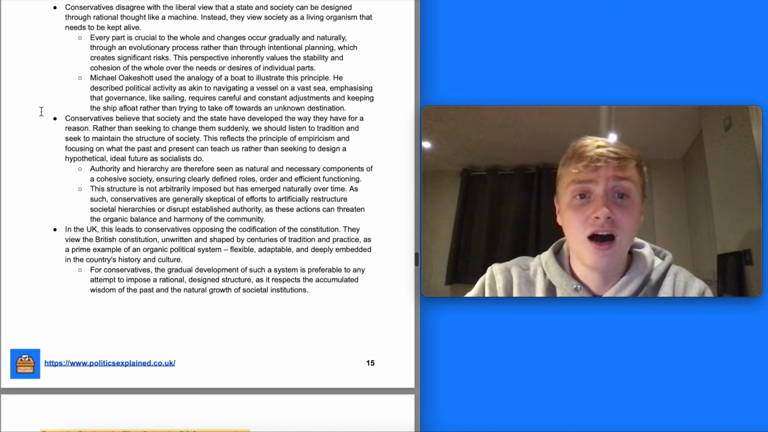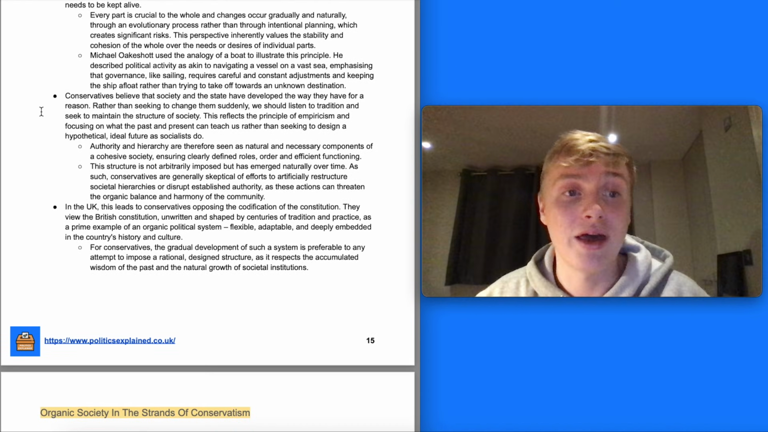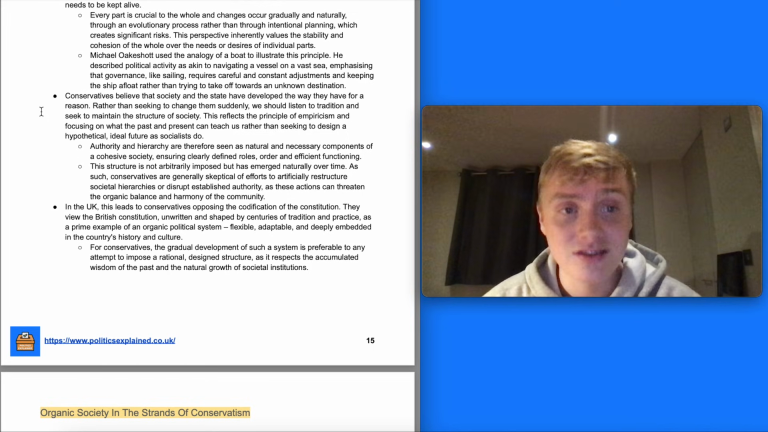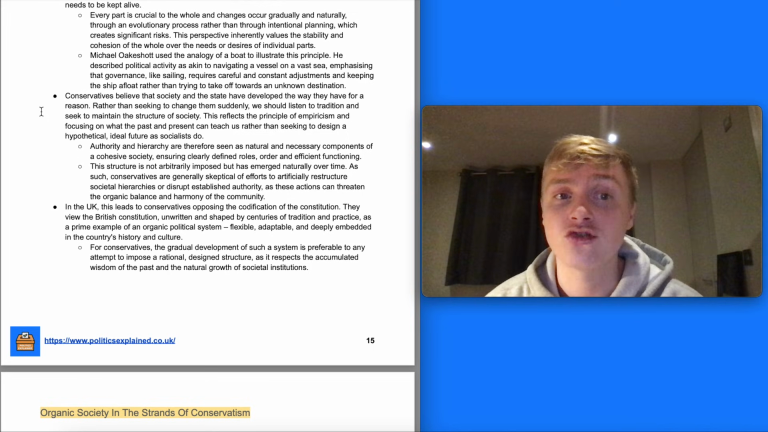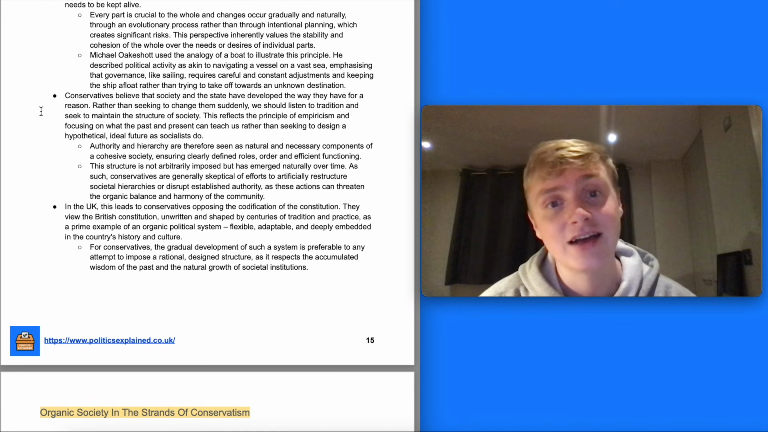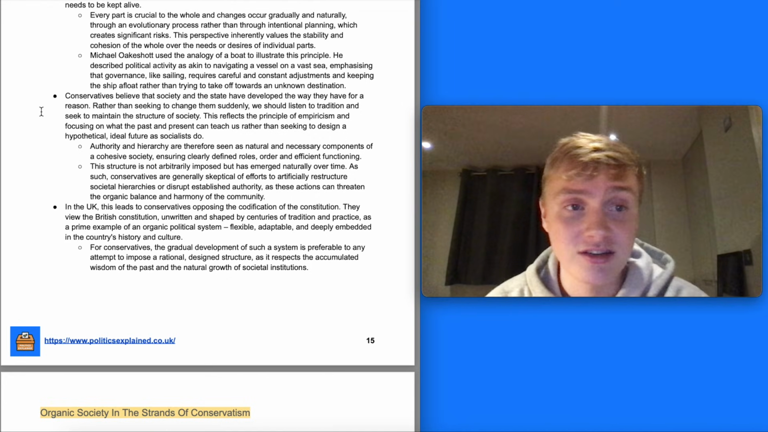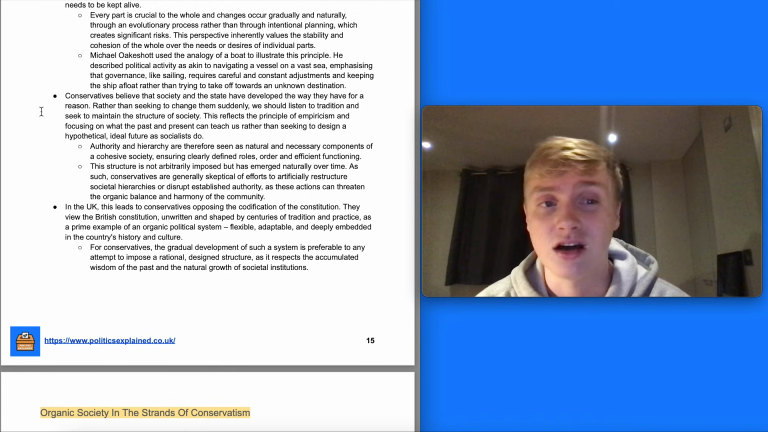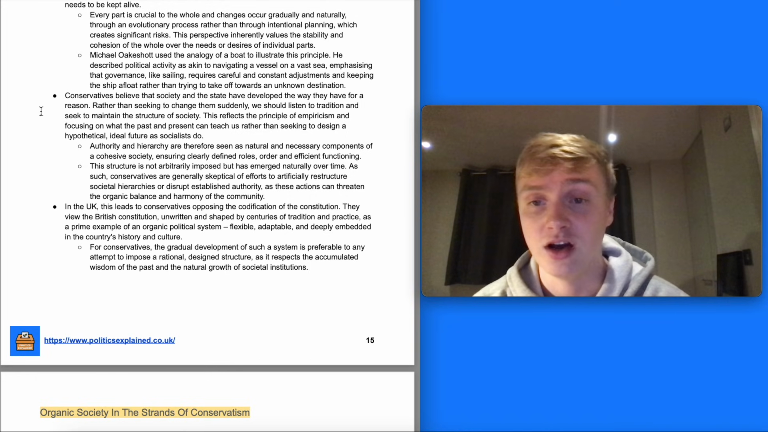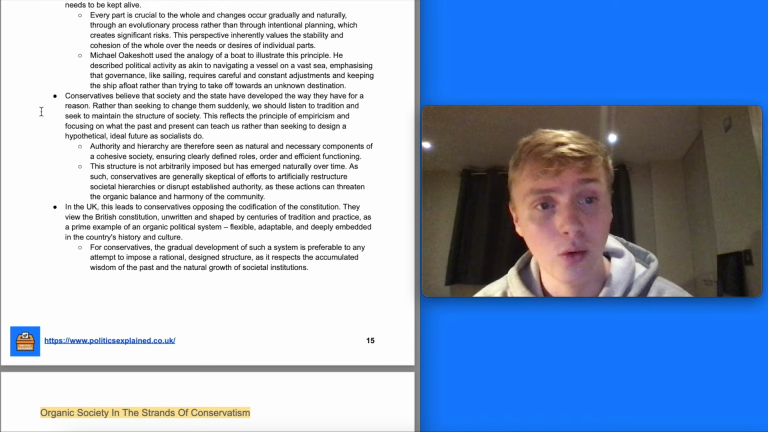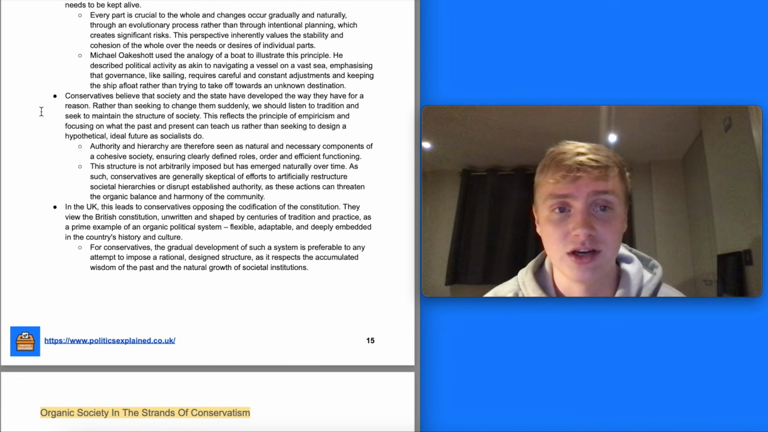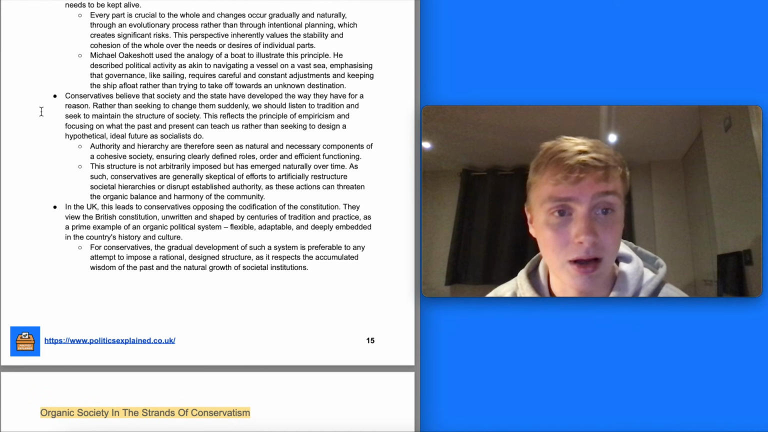So they believe that society and the state have developed the way they have for a reason. And rather than seeking to change them suddenly, we should listen to tradition and seek to maintain the structure of society. And this reflects the conservative principle of empiricism and focusing on what the past and present can teach us, rather than seeking to design a hypothetical ideal future as socialists do. So authority and hierarchy are therefore seen as natural and necessary components of a cohesive society, which is key to why they support them.